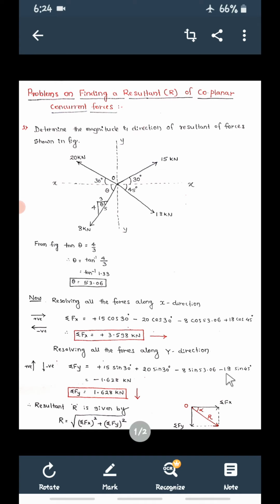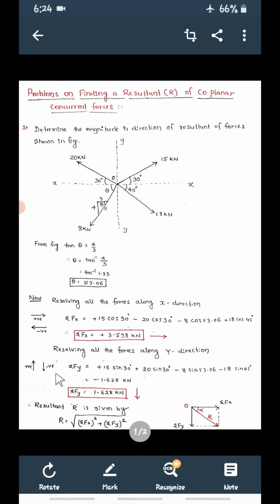So add all this with sine. So we'll get here minus. After adding this, plus minus, we'll get minus 1.62 kilonewton. Okay. So remember, this minus is not, answer is not a minus. So this minus or plus indicates the direction.